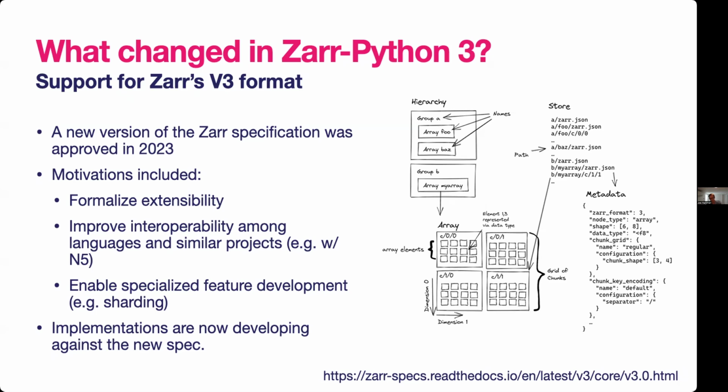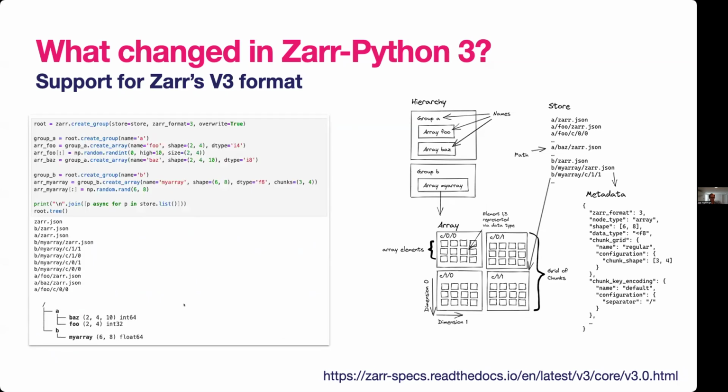So an example here is sharding. This is the ability to pack multiple chunks into one object. That in V2 would have been really hard to do. The spec didn't really tell you how that would have been done. I know Davis is on the call. Davis will tell you that sharding would work just fine in V2, but the spec did not have explicit places where those sort of things would land.